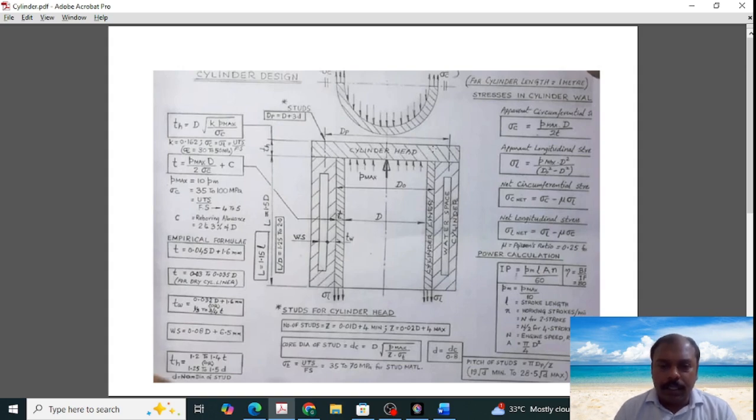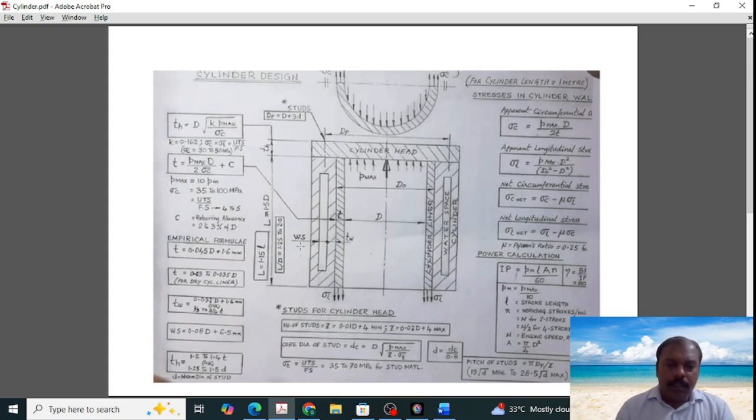and the cylinder head thickness is represented as tH. There is a requirement of studs to keep the cylinder head in contact with the cylinder block, and there is a space for water, and a water jacket thickness from the cylinder liner to the water space. These are the parameters that govern the cylinder so that it is suitable for the desired combustion.